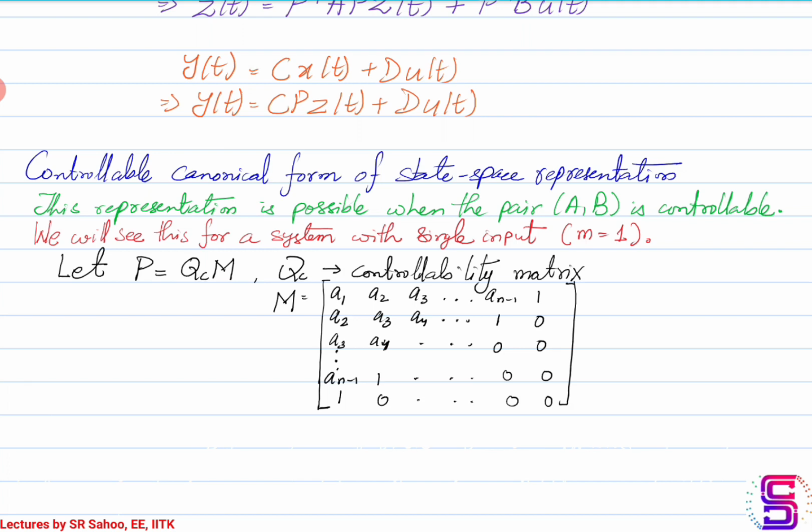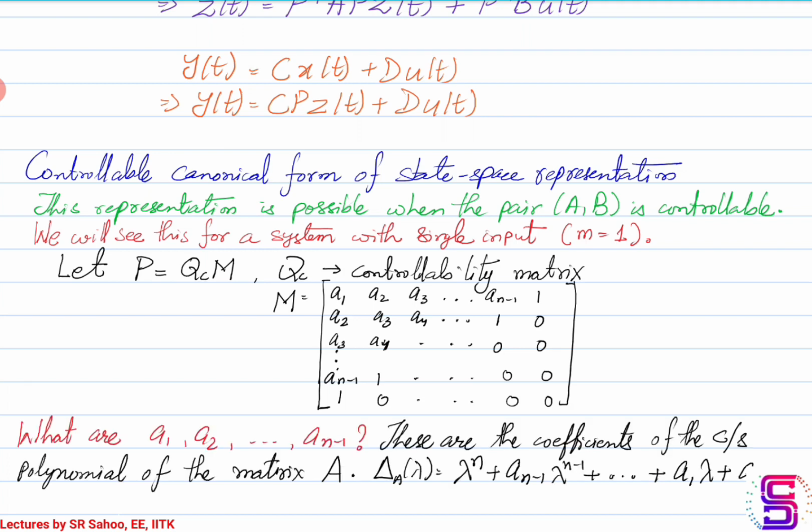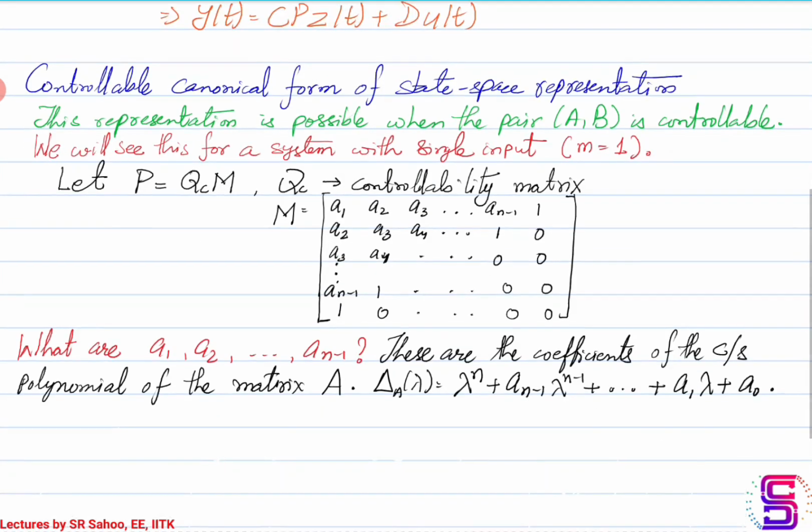Okay. Now what are these a1, a2, a3 till a n minus 1? Where do these come from? These are nothing but the coefficients of the characteristic polynomial of the matrix A under consideration. So you have a matrix A, you find the characteristic polynomial for this matrix. There would be coefficients in the polynomial which have been labeled as this. So these coefficients are used in the construction of the M matrix. Okay, so a1 is the coefficient corresponding to lambda to the power 1, a2 is corresponding to lambda to the power 2, and so on.